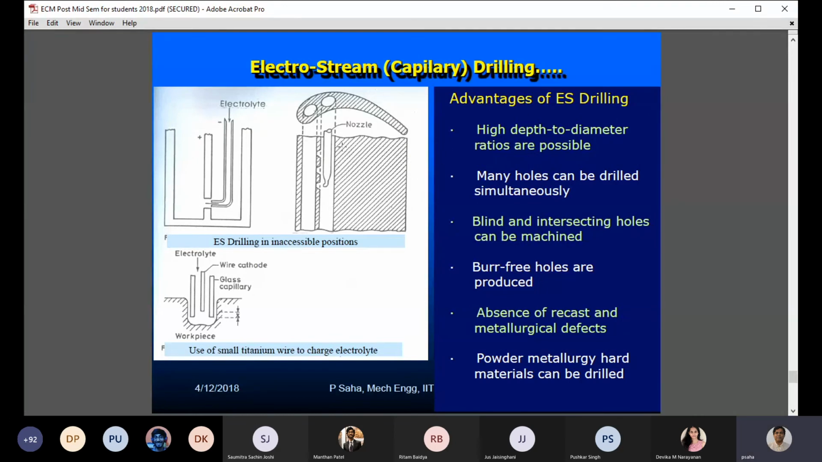Okay, and if multiple holes are created, what will happen? Suppose you machine up to this depth, then withdraw the wire, again go back to the next height, then push the wire here, apply the voltage, machine, complete the hole, again withdraw the wire, and again go to the new height like this.